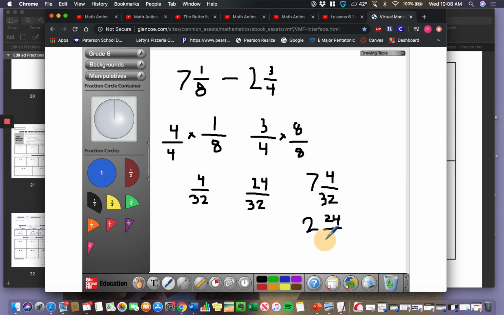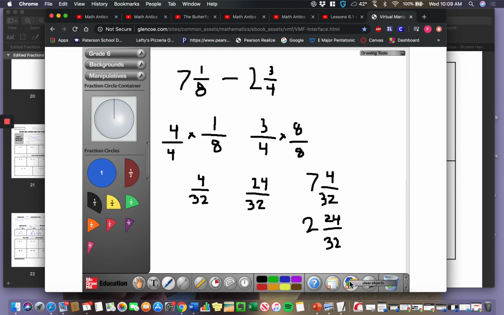So now you can see that this number needs to be taken away from this number, but I'm going to need to borrow from that 7. So when I borrow from that 7, I want to break that 7 apart. Okay? So I can do that by changing the 7 to a 6 and breaking it down in a way that's 32 over 32. And I'm going to go ahead and clear this board here just because I think it's getting really messy.